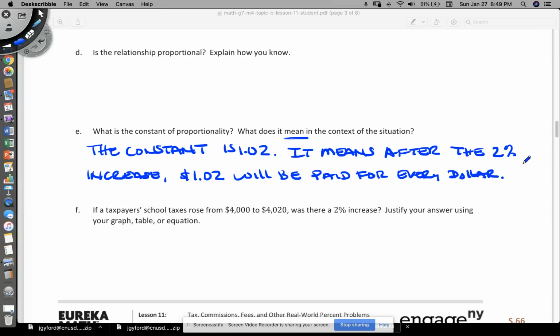All right, let's look at F. F says if a taxpayer's school taxes rose to $4,000 to $4,020, was that a 2% increase? All right, well, let's try this. If I took this and times it by our tax increase here, 4,000 times the 1.02, and I did that on the calculator, I get 4,080. So no, that is not a 2% increase. It must be a lesser value.